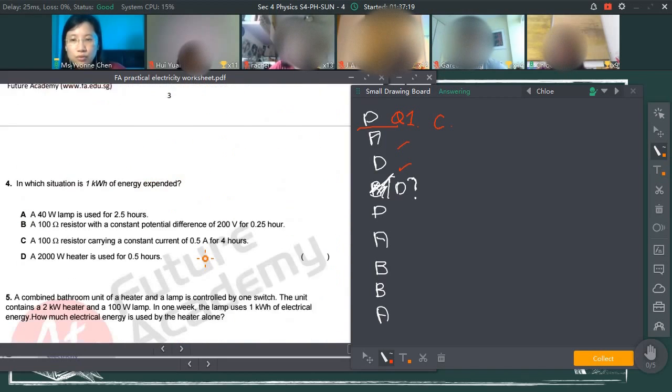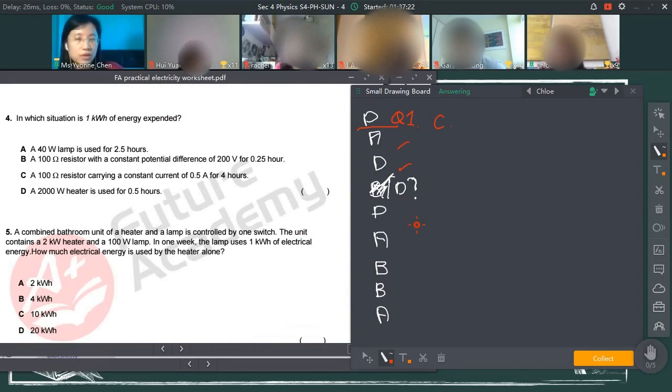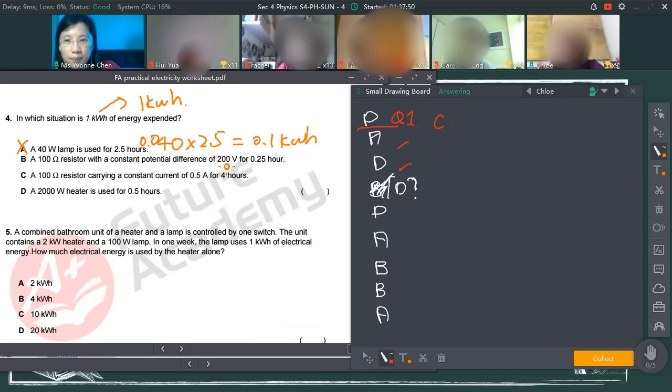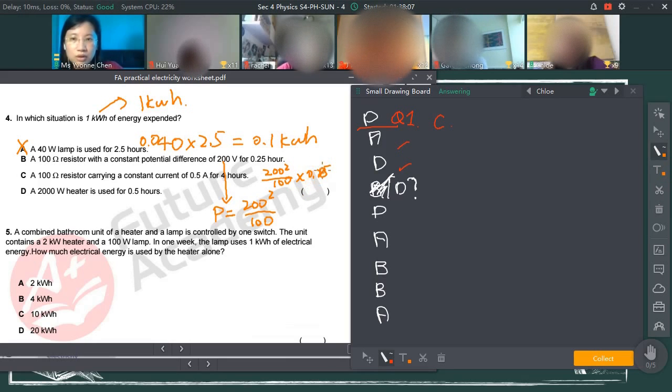Okay, class, I'll go through question 4 with you now. Question 4, in which situation is 1 kilowatt hour of energy expended? If you have 40 watts times 2.5 hours, it is 0.04 times 2.5, which is 0.1 kilowatt hour. So answer A is not possible. For answer B, you can find the power as V squared over R, so 200 squared divided by 100, times 0.25. You will not get 1.